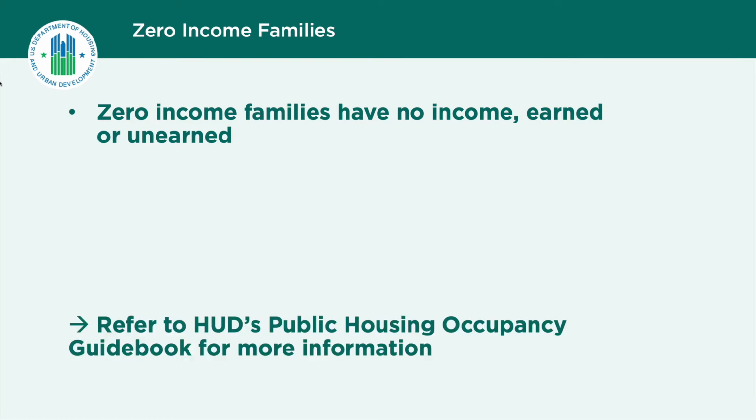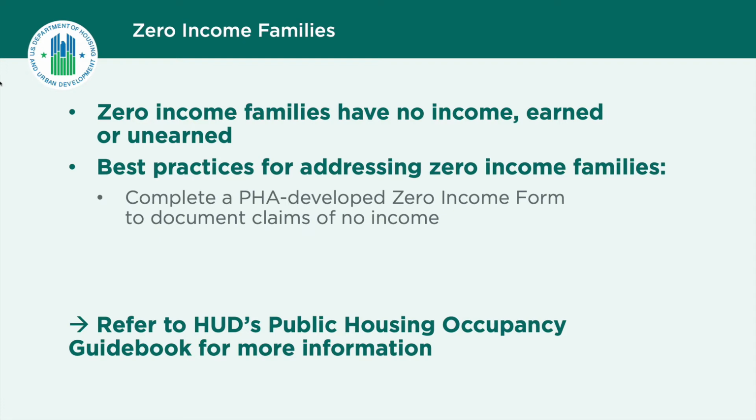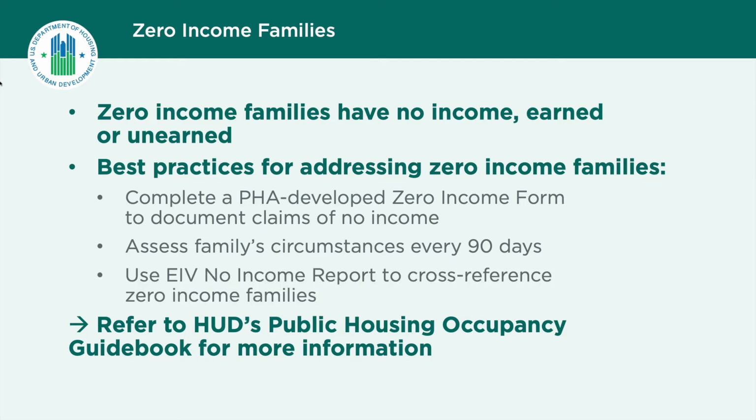Section 8.4.7 of the Public Housing Occupancy Guidebook provides guidance on addressing zero-income families. Some best practices include completion of a zero-income form. This PHA-developed form asks households to estimate how much they will spend for telephone, TV, food, transportation, etc. to verify claims of zero income. Another is assessing the family's circumstances every 90 days until they have stable income, using the EIV No Income Report to cross-reference with their list of zero-income families.